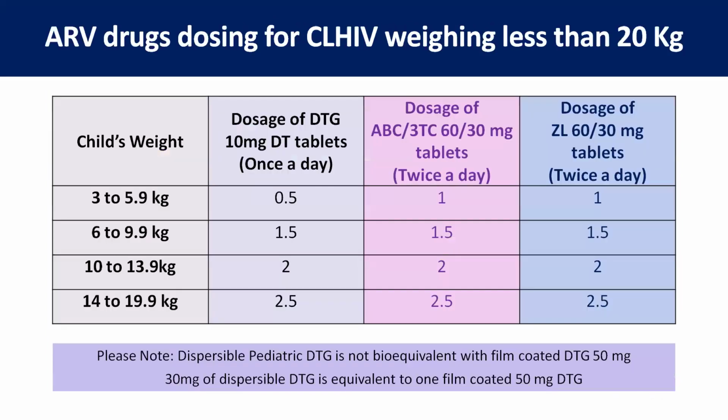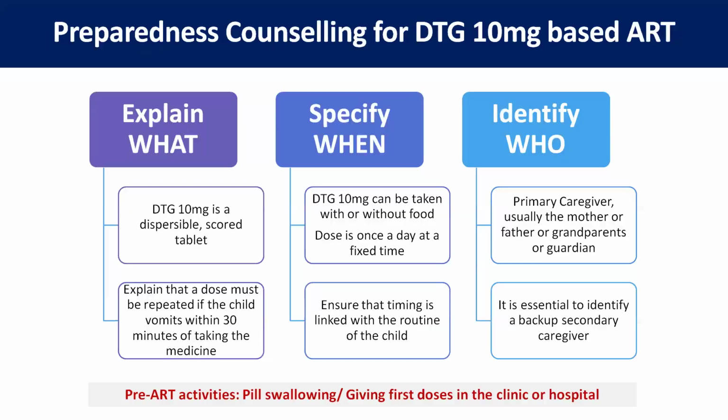So if you see the doses, except in less than 6 kg, 0.5 and 1, otherwise from 6 kg up to 19.9 kg, whatever the dose is, it is 1.5 tablets. Similarly, AL is 1.5 tablets. Again, dolutegravir 10 mg is 2 tablets, and here again AL 2 tablets, DTG 2 tablets. The number of tablets is the same, but you have to see the 10 milligram tablet, and it is according to the weight band, either AL or DTG. The preparedness counseling is very important.